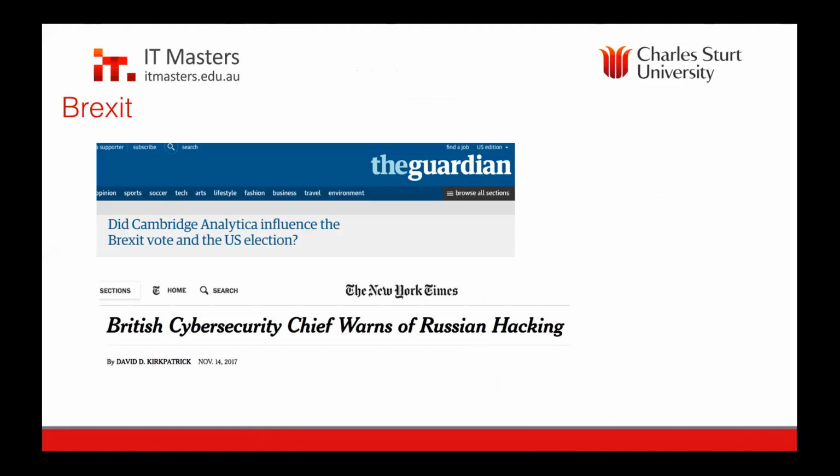So also in the past week, the cybersecurity chief of Britain has finally come out and started warning about Russian hacking in relation to Brexit. Those of us who have followed this found this as no surprise. You've got to read the Guardian article on Cambridge Analytica. It asks the question, did it influence the Brexit vote and the US election?